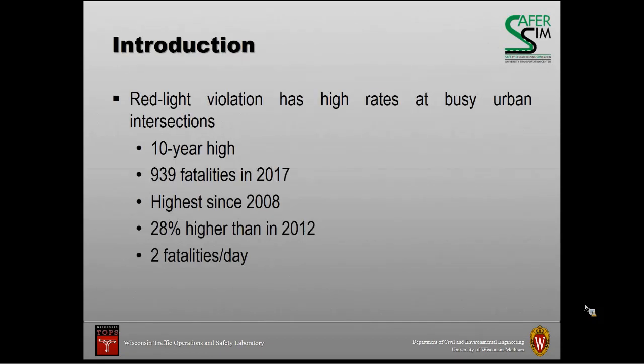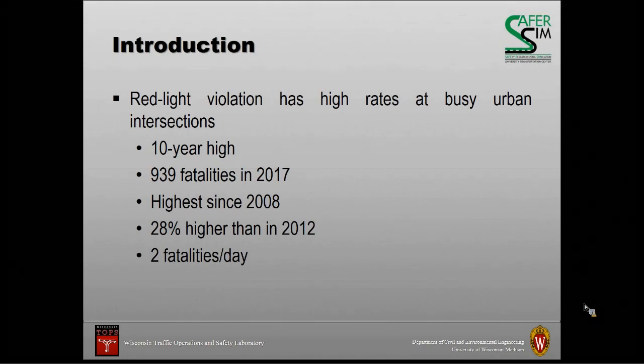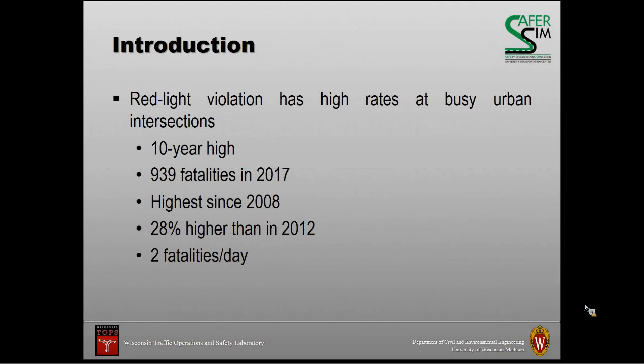The number of people killed by drivers running red lights has hit a 10-year high, and in 2017, 939 people were killed by vehicles running a red light. This number is the highest death toll since 2008, and it's 28% higher than in 2012. Each day, 2 people are killed in the US by drivers running the red light.